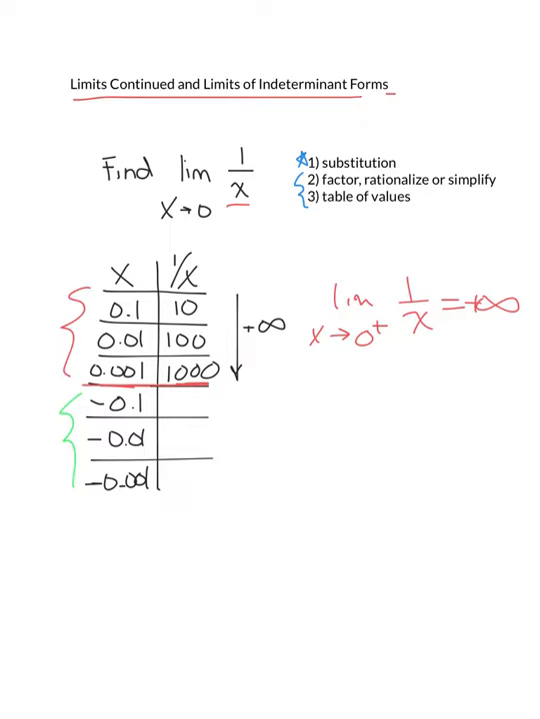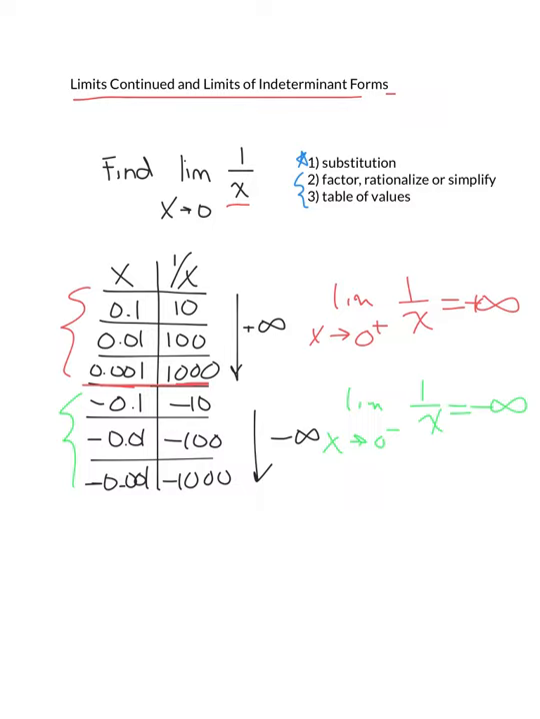Now I'm going to do the exact same thing for x approaches 0 from the left. So 1 divided by negative 0.1, I get negative 10, negative 100, and negative 1,000. So what I see here is that these values are approaching negative infinity. So again, I'm able to say the limit as x approaches 0 from the left of 1 over x is negative infinity.